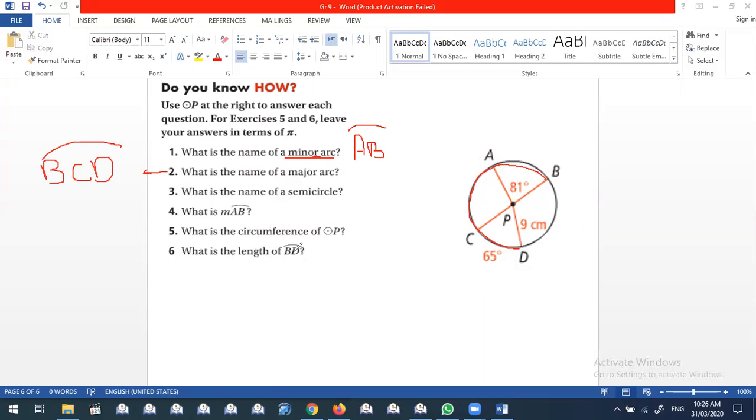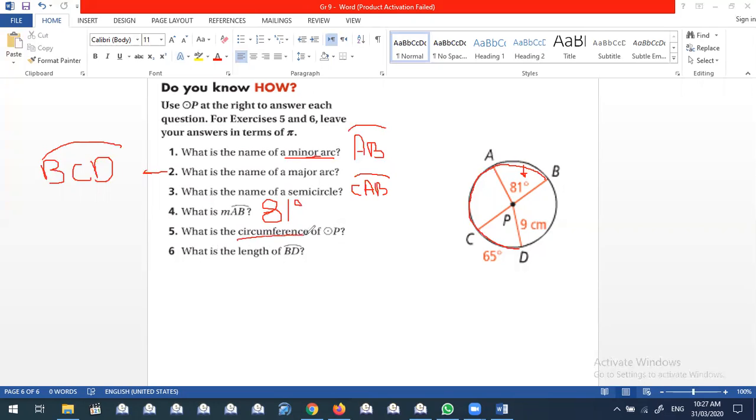What is the name of a semicircle? A semicircle is related to the diameter. The diameter here is CB, so it's arc CAB or BAC. I can say it like that, CDB or BDC. I need just one. It will be CAB. What is the measure of arc AB? Arc AB has the measure of its opposite central angle. The central angle here is 81, so the measure of the arc also is 81 degrees.